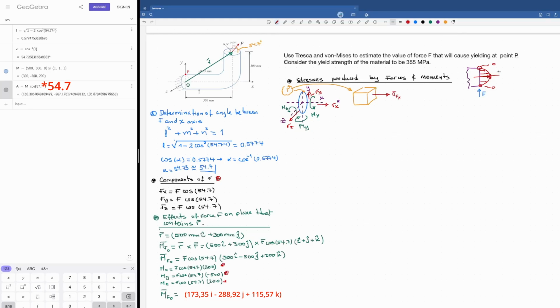Then if this is the case, the shear force Fy does not create any shear stress at point P, because point P coincides with one of the outer fibers for cases like this. It means that there is nothing to do with the Fy here, so it doesn't create any shear stress.